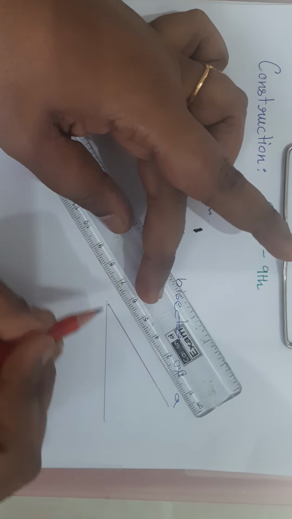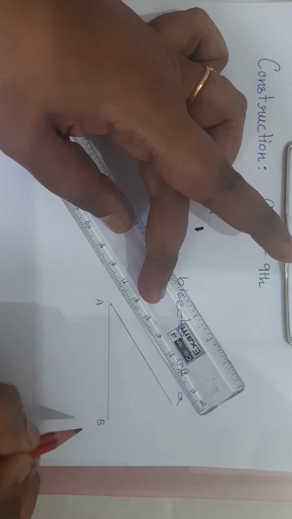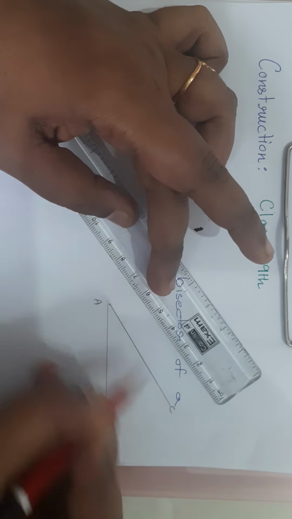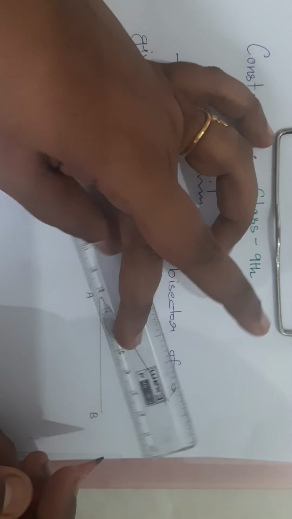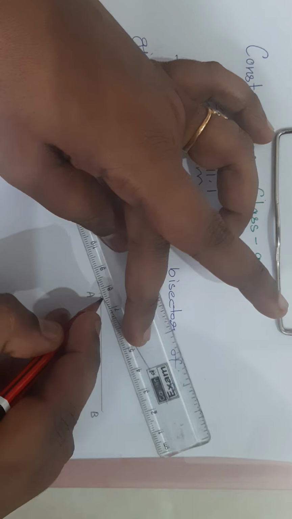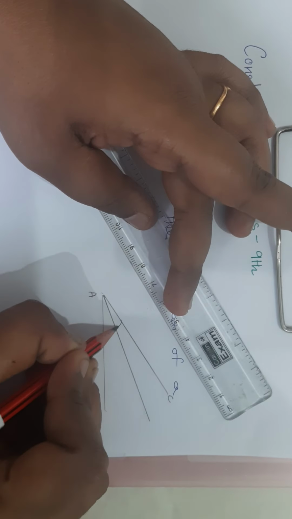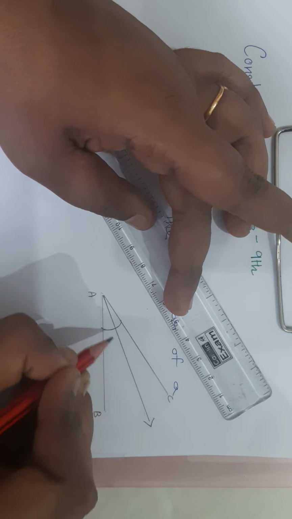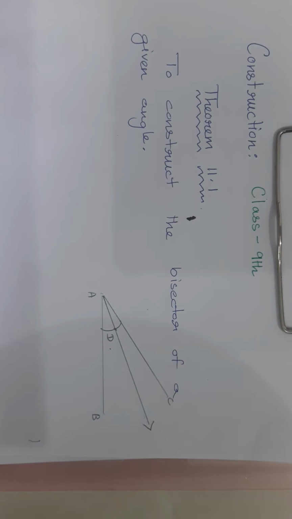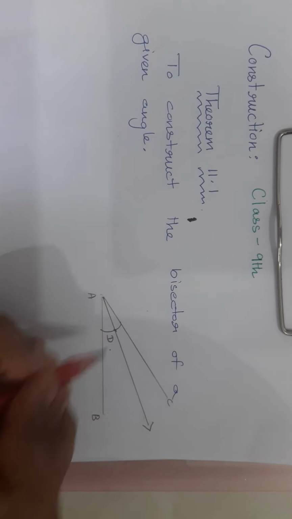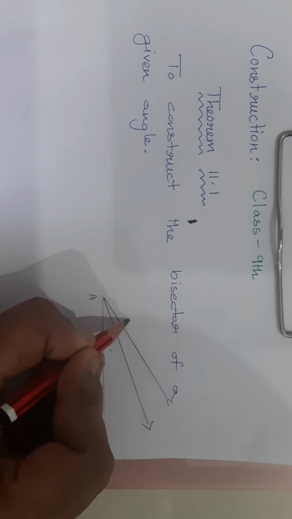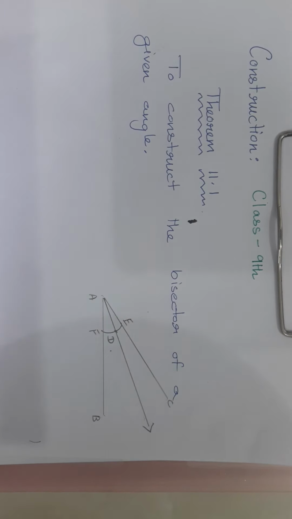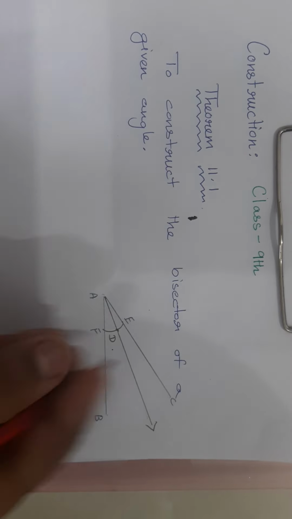So you have to do one line AB, and AC, one angle you have to draw. In that angle you have to do the bisector. That means this is the bisector of this angle. Okay, this is the bisector of this angle. E, F. Like this you have to do. This is the rough diagram.